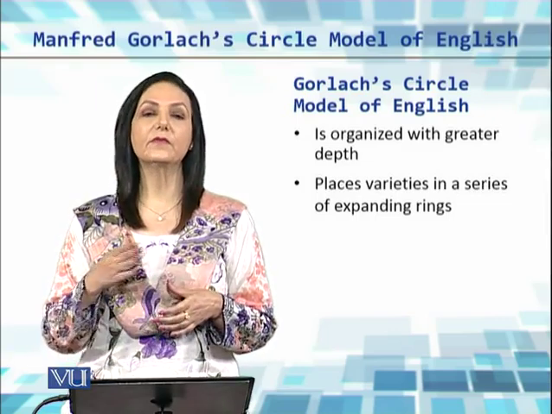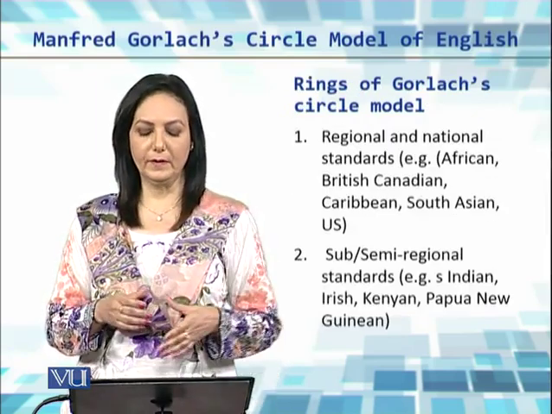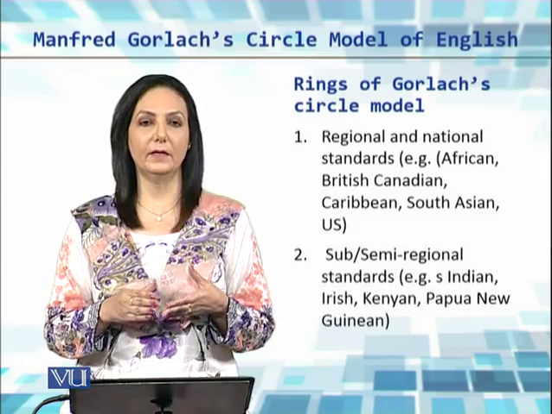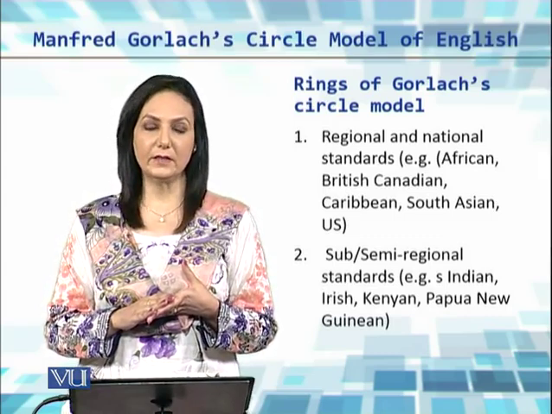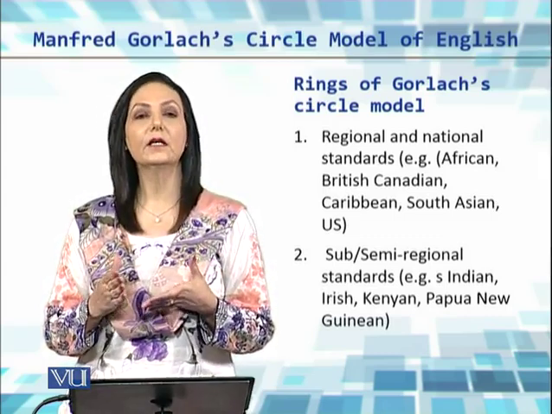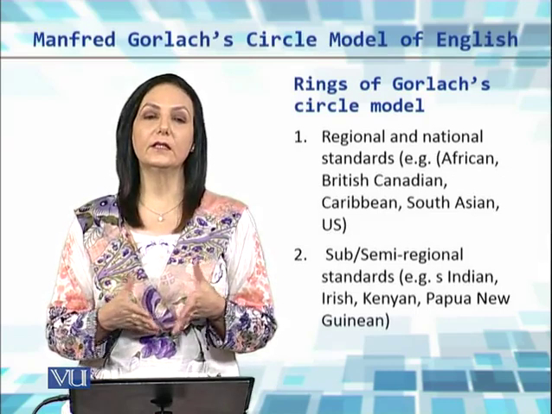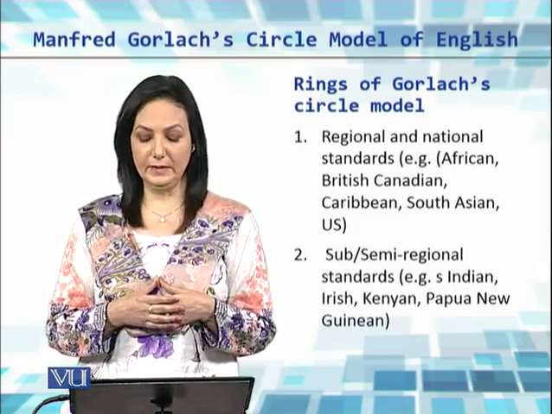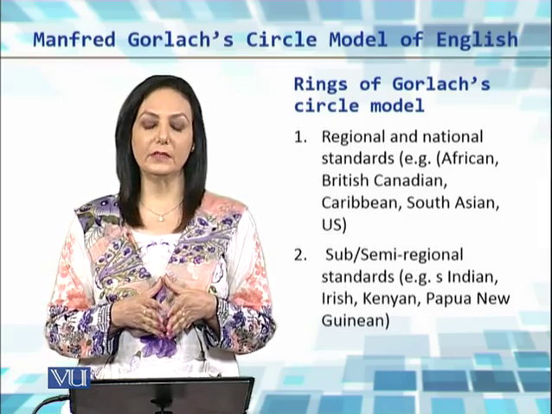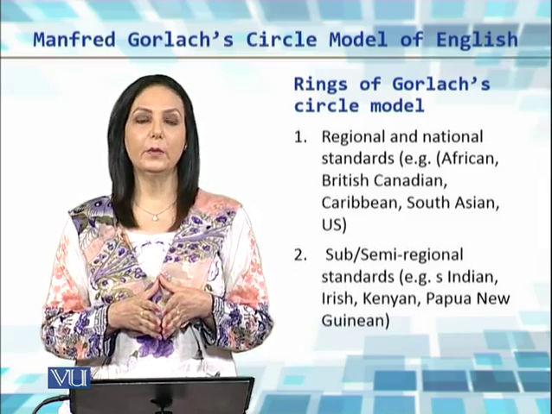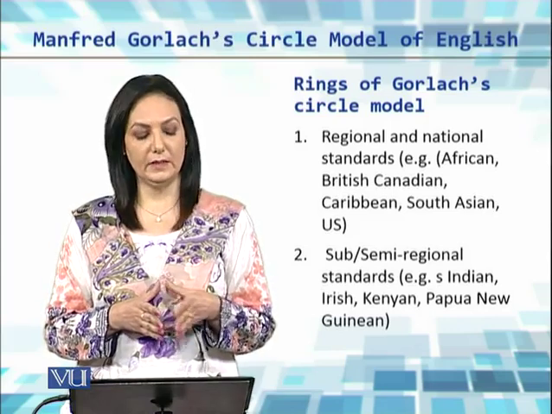It places different varieties in a series of expanding rings. So, next to the center, we have a ring which comprises regional and national standard Englishes, for example, African English, American English, Canadian English, Caribbean English, South African English, etc. Then we have sub or semi-regional standards, which include Englishes like Indian, Irish, Kenyan, Papua New Guinean, etc.